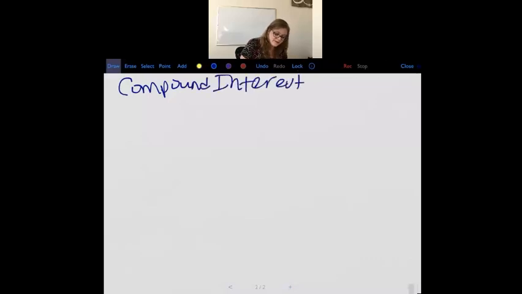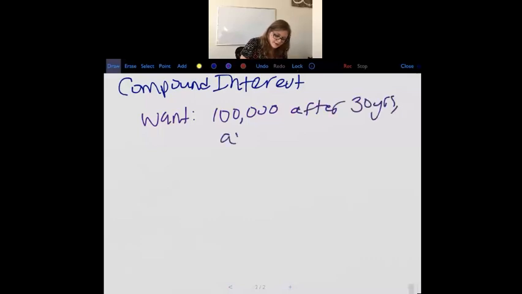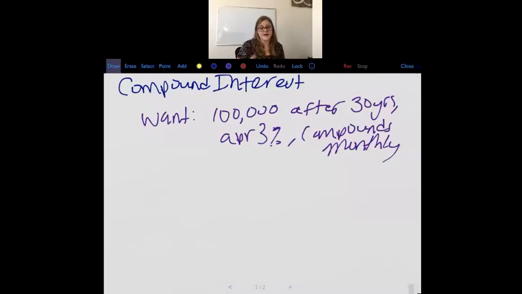Okay, so let's say you have a scenario where you want to have $100,000 after 30 years in an account with an APR of 5%. Oops, let's do 3%. Make that a little nicer looking. 3%, and it compounds monthly. So in this scenario, the question is asking us, how much do we need to deposit today in order to have $100,000 in the account after 30 years with an APR of 3% that compounds monthly?